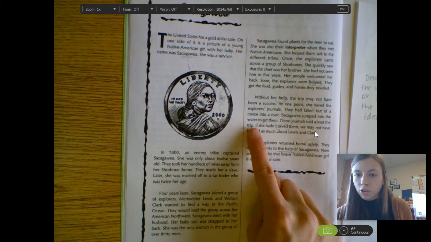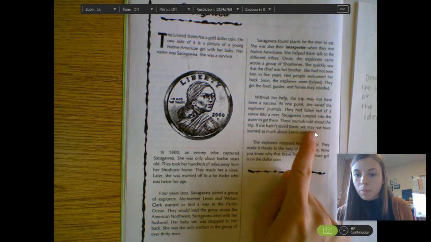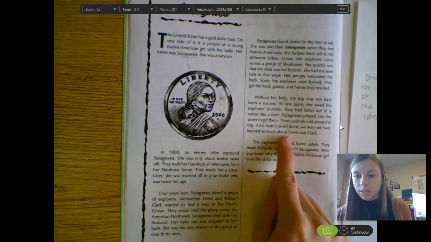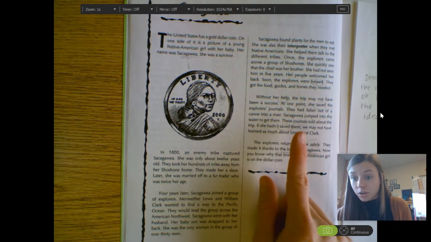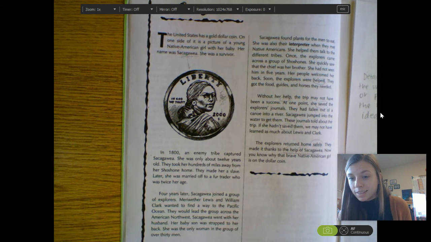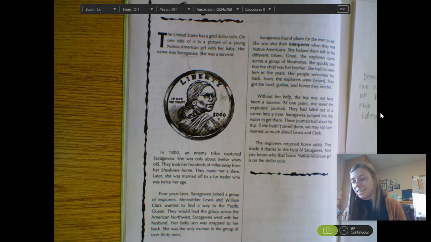These journals told about the trip, and if she hadn't saved them, we may not have learned as much about Lewis and Clark. So Sacagawea made a difference in history because she risked her life to jump out and save these journals that told about the exploration. That's a great supporting detail for our main idea. Sacagawea made a difference by helping and saving people and things, right? Our main idea is that she made a difference. She was very helpful in our history.